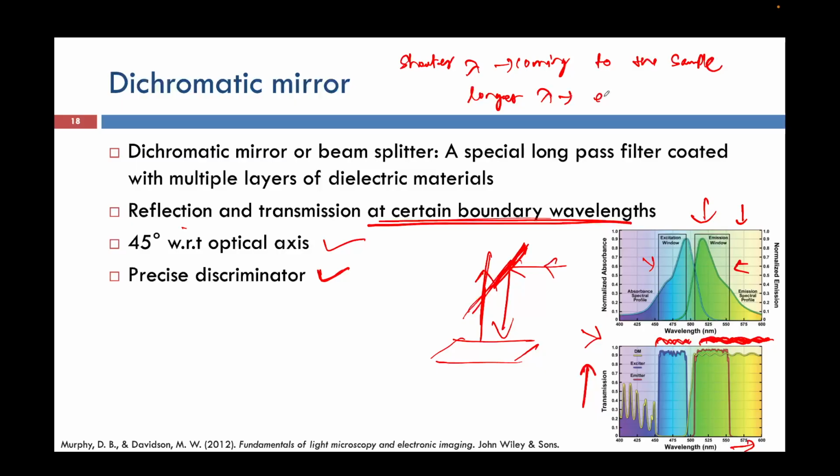So generally the shorter wavelengths come from this window. The initial window is the excitation window. You might have, okay, I'll write it here. So this is the excitation window. The shorter wavelengths are coming, and then when they lose energy, the longer wavelengths are generated. So this is the emission window. So that is how I will design my dichromatic mirror.